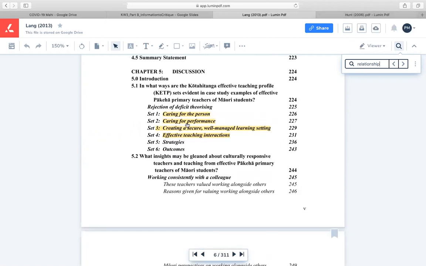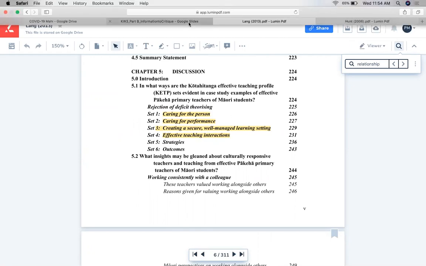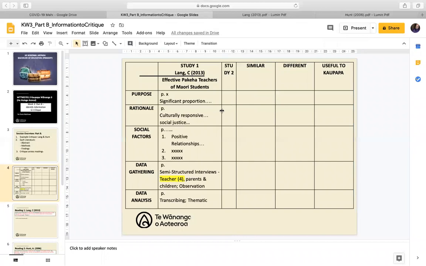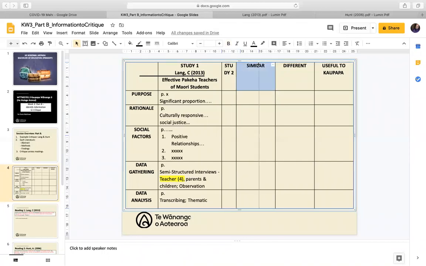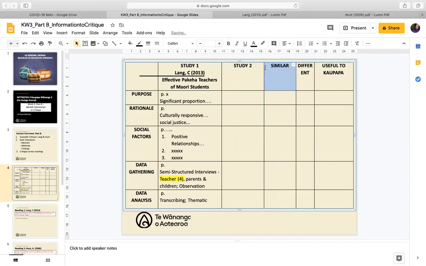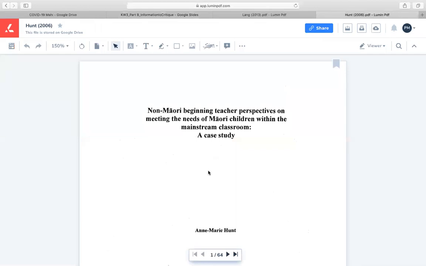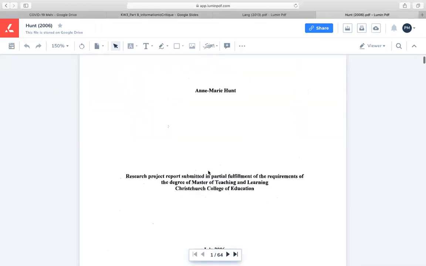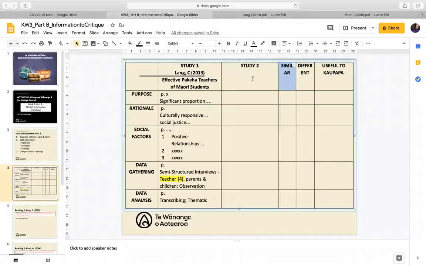For caring for the person, caring for the performance, creating a learning setting. So I'm going to define that as relationship. Okay, so what we're going to do is go and start having a look at Hunt. Same thing. Hunt, that is 2006. And then insert title here.